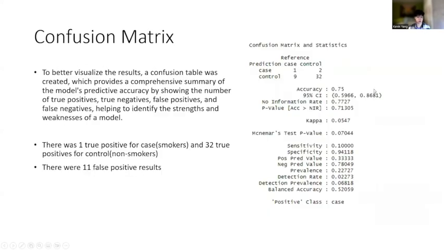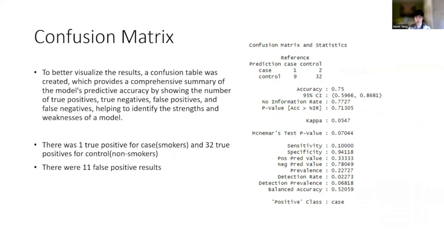Next thing I did was create a confusion matrix. So this is the thing I mentioned before where it helps show the visualization of the predictions. So as you can see here, the two case values here show there's one true positive for case and 32 true positives for non-smokers, or yeah, for controlled non-smokers. And there were 11 false positive results. And as you can see here, the accuracy is actually pretty decent. For a study like mine, this would be enough, 75%.